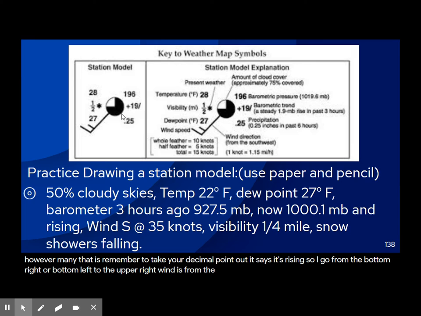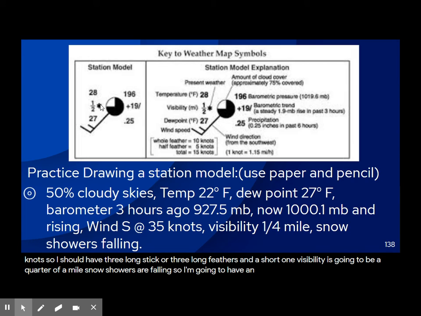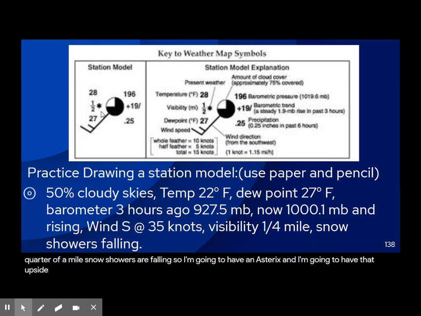Wind is from the south, so the stick should go straight down at 35 knots. So I should have 3 long feathers and a short one. Visibility is going to be a 1/4 mile. Snow showers are falling, so I'm going to have an asterisk and I'm going to have that upside down triangle.